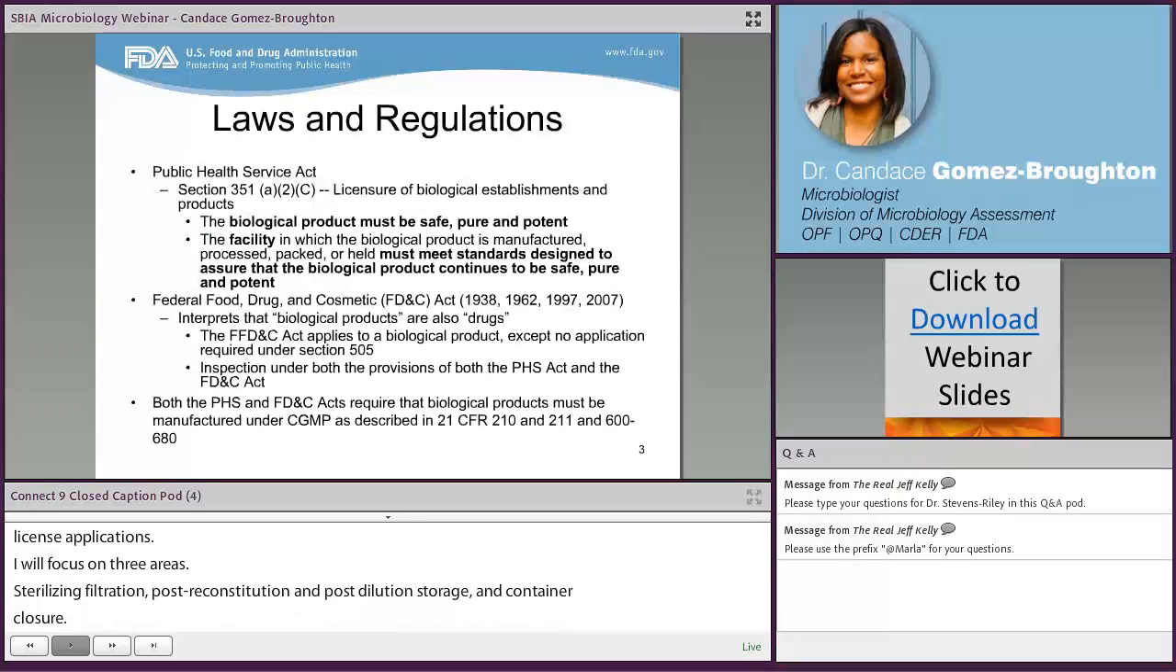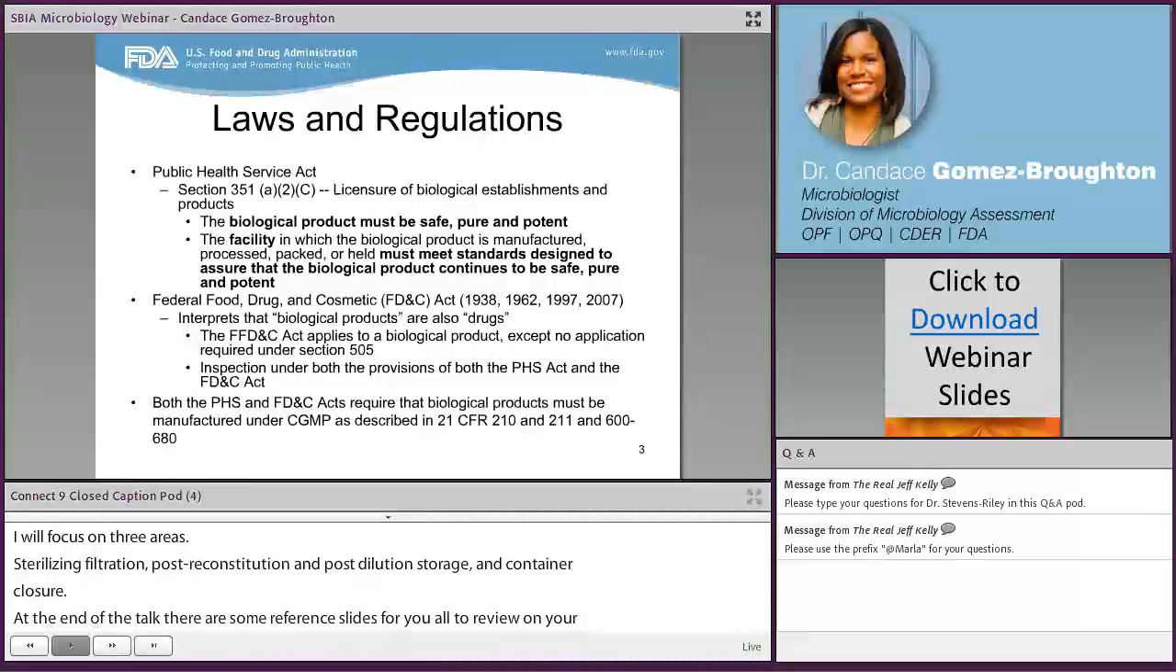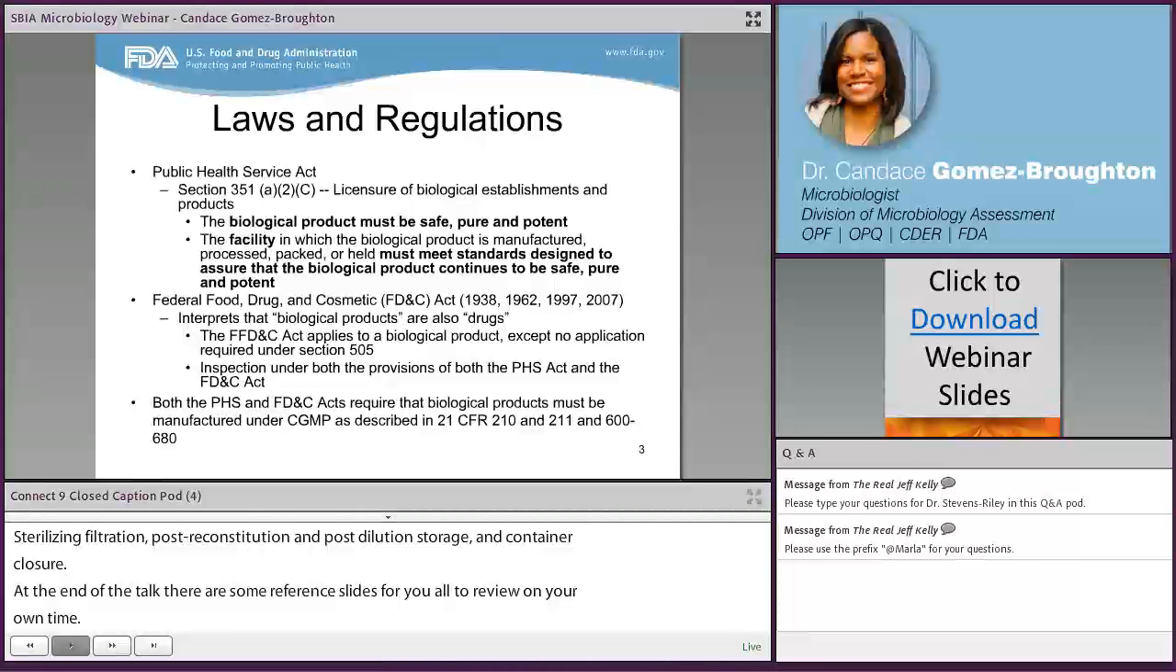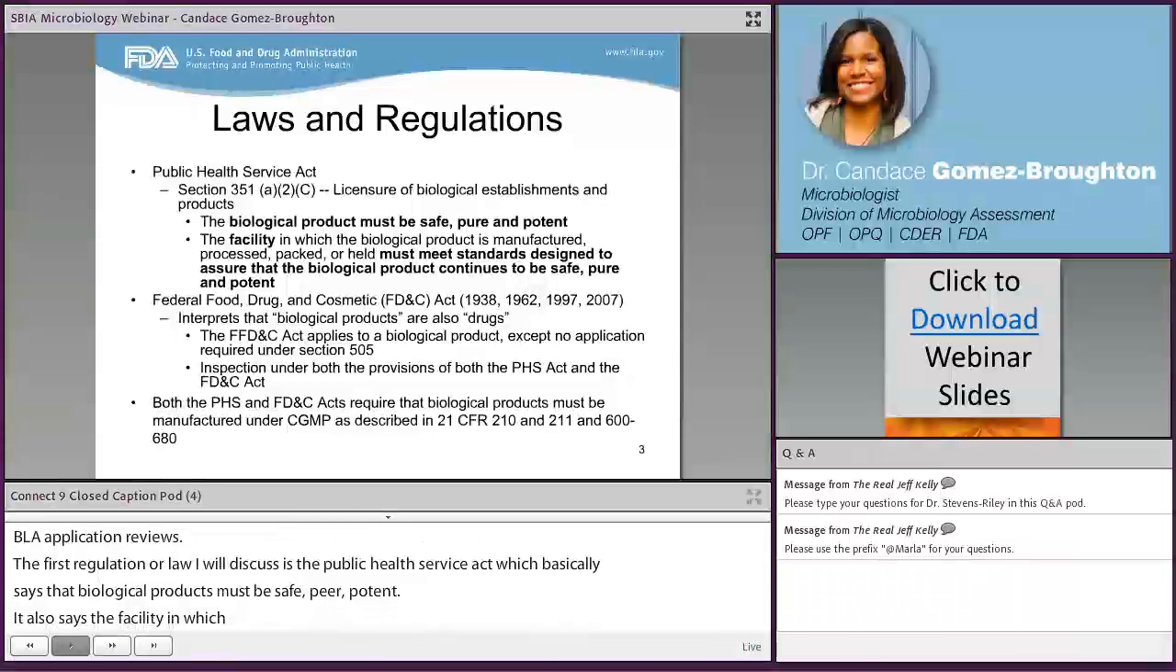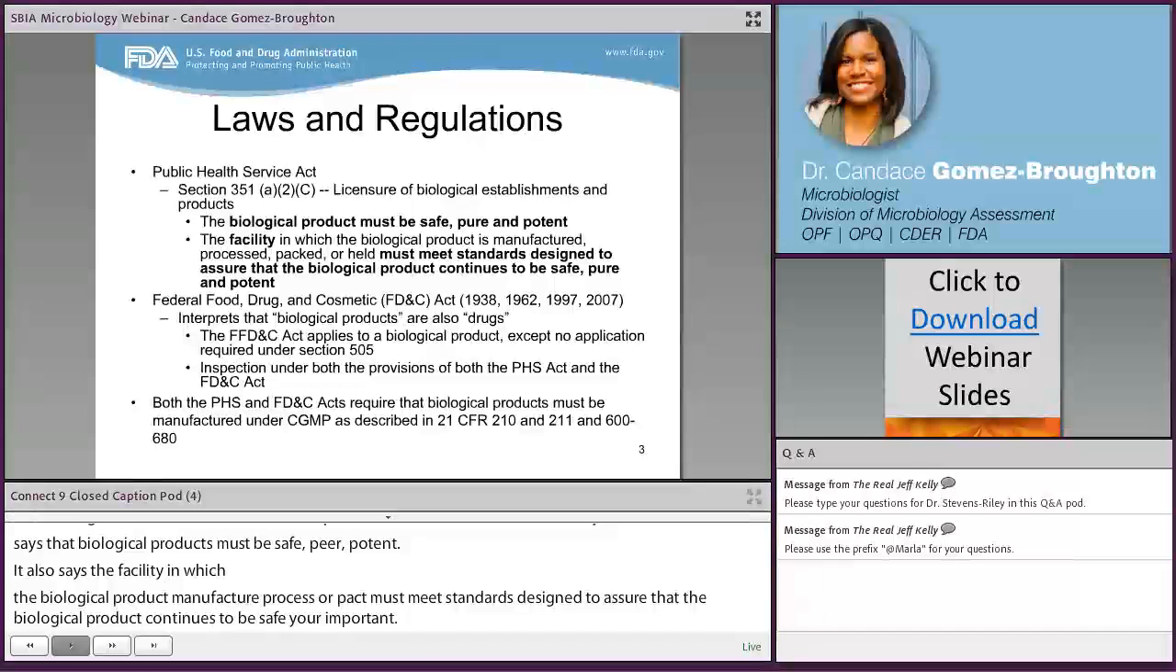First, I'd like to begin all of my presentations with a review of the laws and regulations that we use to govern and guide our BLA application reviews. The first law that I'll discuss is the Public Health Service Act, which basically says that biological products must be safe, pure, and potent. Also, it says that the facility in which the biological product is manufactured, processed, packed, or held must meet standards designed to assure that the biological product continues to be safe, pure, and potent. In addition, the Federal Food, Drug, and Cosmetic Act interprets that biological products are also drugs.